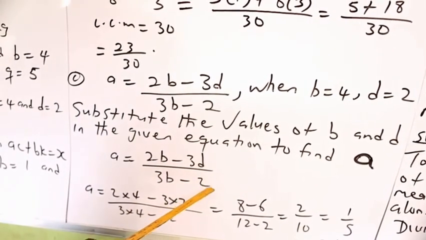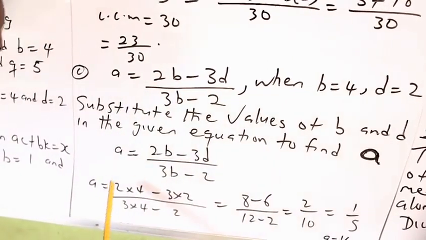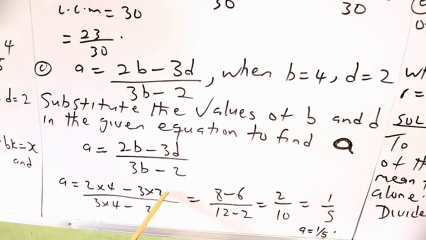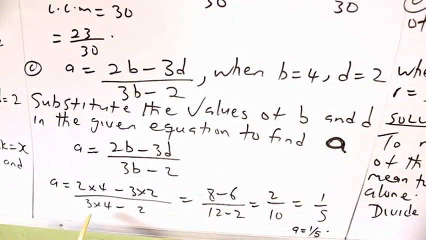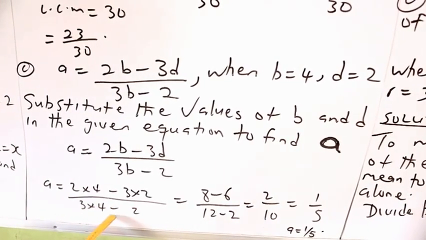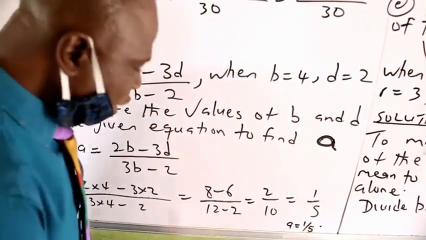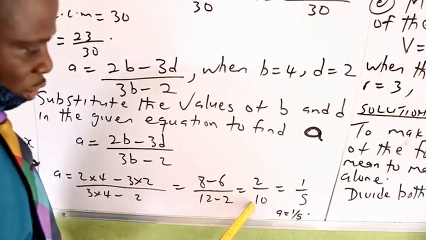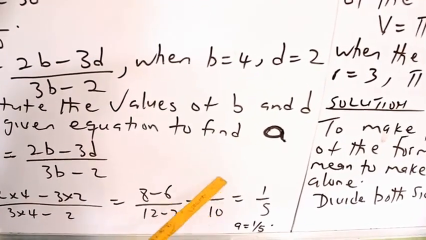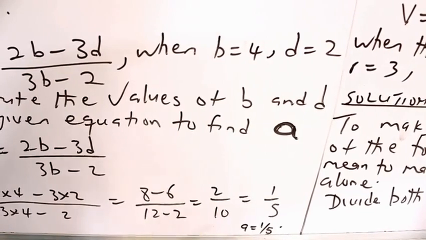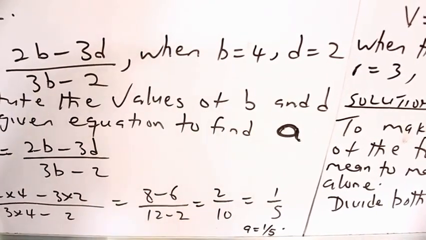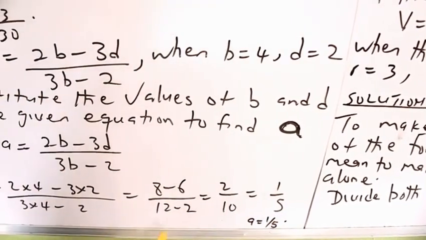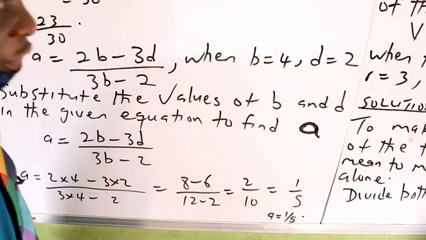This one does not carry any letter. 2 times 4 will give you 8, minus, the sign is there, 3 times 2 will give you 6, all over 3 times 4, 12, minus 2. From here now, 8 minus 6 will give us 2. 12 minus 2 will give us 10. This is a normal fraction, but 2 can still go there. 2 in this place, 1. 2 in this place, 5. So the value of a is 1 over 5.